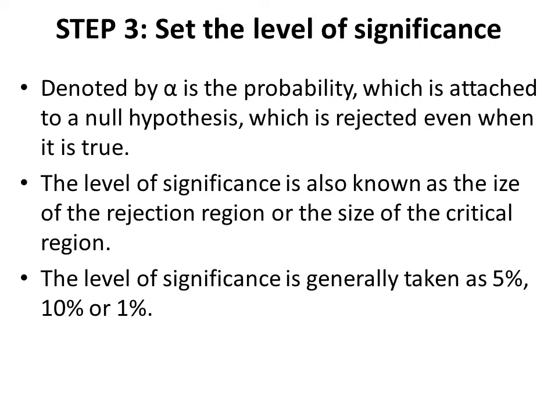So we fix it to 5% or to 10% or to 1%. If the level of significance is 5%, then in that case the confidence level is 95%.